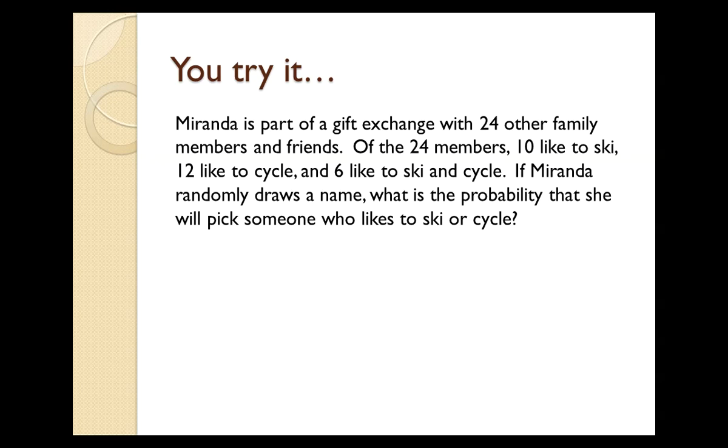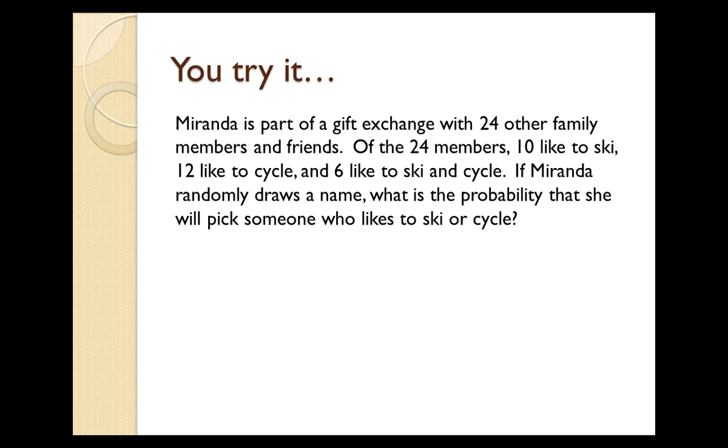So here Miranda is part of a gift exchange with 24 other family members and friends. Of those 24 members, 10 like to ski, 12 like to cycle, 6 of them, there's an overlap, like to ski and cycle. So those are non-mutually exclusive events because they can both happen at the same time. A person can like both of those. So if she picks a name, what's the probability she'll get someone who likes one of those 2 things?